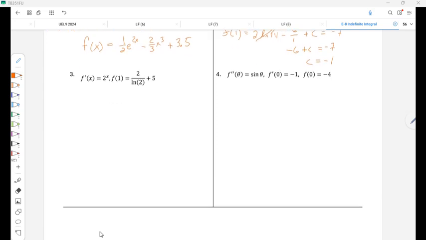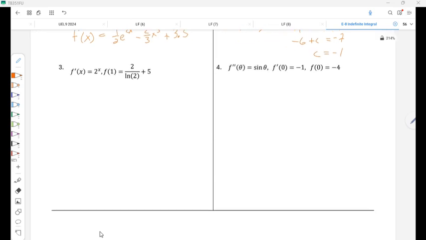All right, last but not least, we have 3 and 4 to do. 3 is actually a relatively simple one. Just be on the lookout for ones like these. This happens a lot where f of 1 looks really complicated, but it's actually going to make the problem a little bit easier to solve.